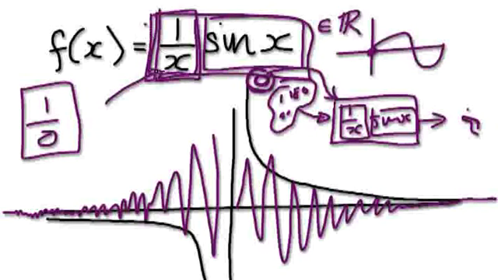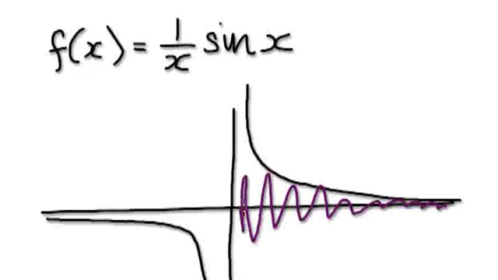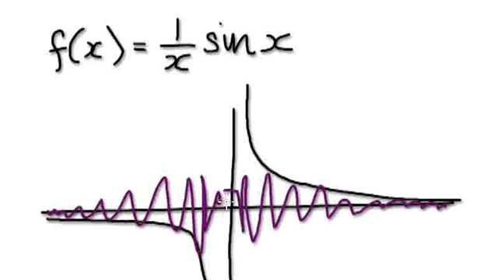But the weird thing about this function is that it looks something like this. When you get near to 0, it crosses over. It gets bigger and bigger and bigger. When you get near to 0, it crosses at this point here.